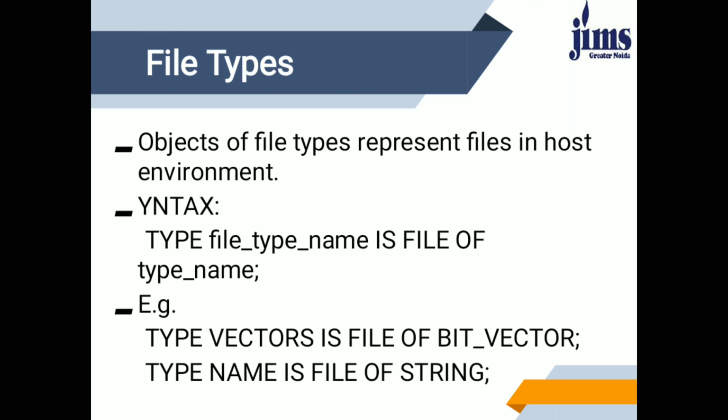Now if we talk about file type. File types are used to define objects representing files in the host system environment. The value of a file object is the sequence of values contained in the host system file. For example, type file_type_name is file of type_name.